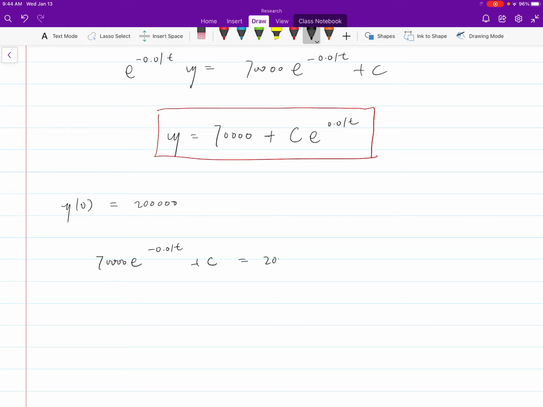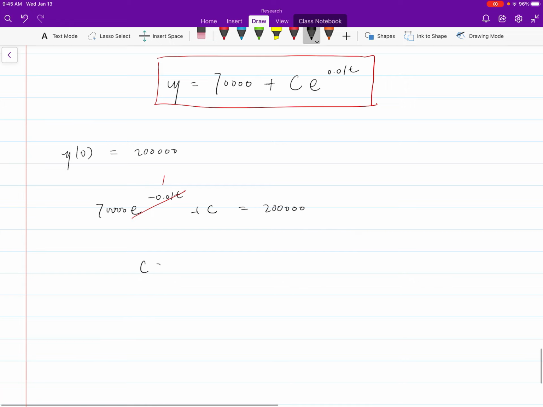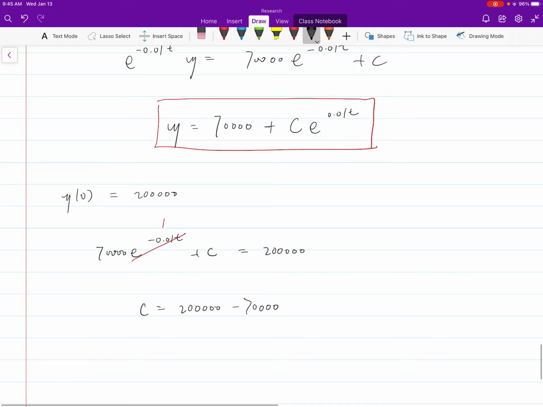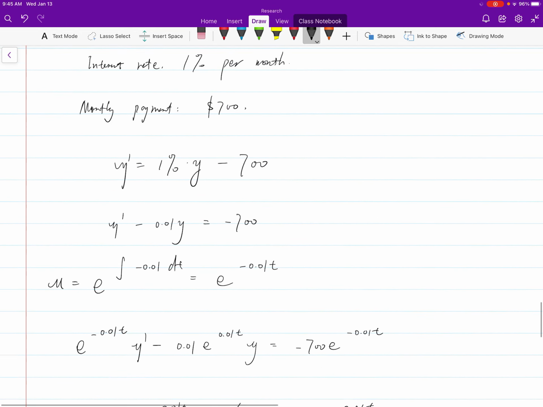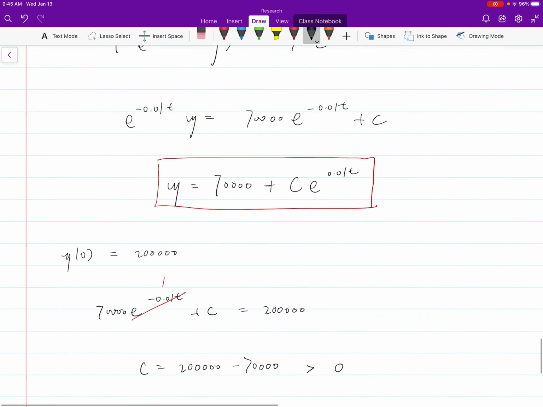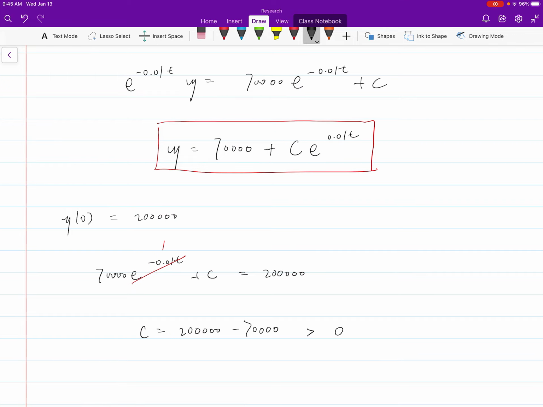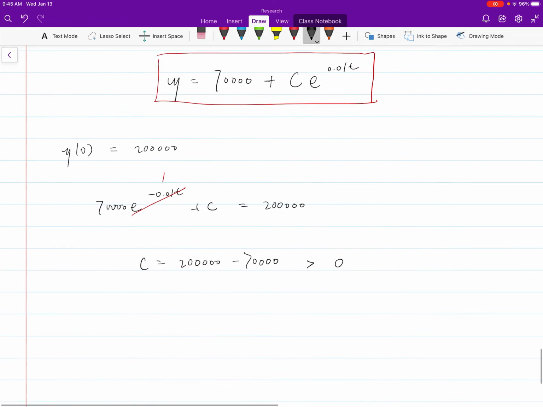70,000 plus c equals 200,000, when this one is 0. So the whole thing here is actually 1 if you plug in t equals 0. What you can have here is c equals 130,000, which is positive. So in that case, actually, if you just have an interest rate like this monthly and you're paying $700, you will never be able to repay your debt. Yes, your debt just grows exponentially, for sure.